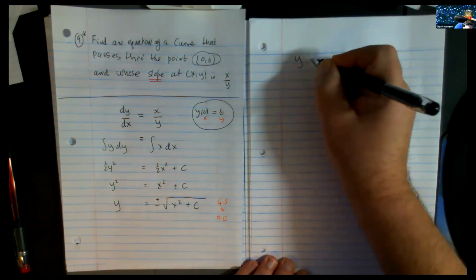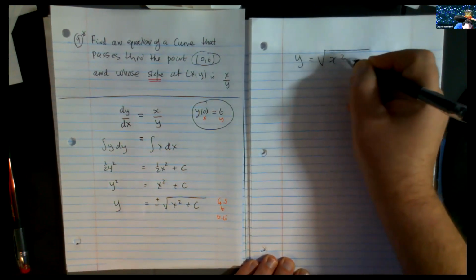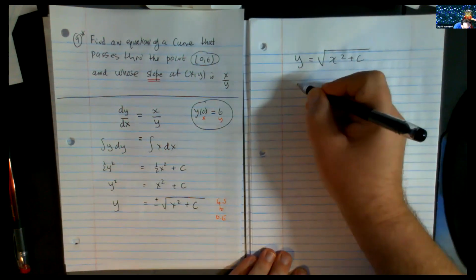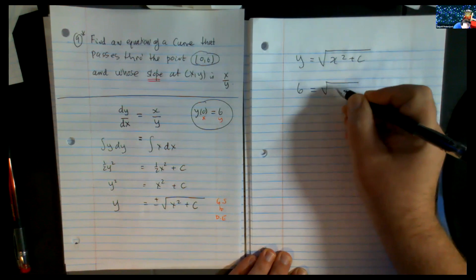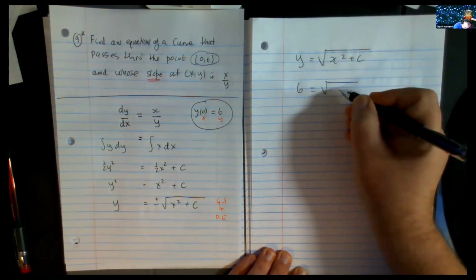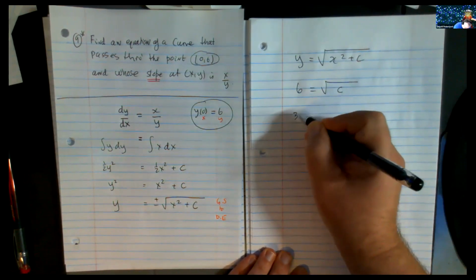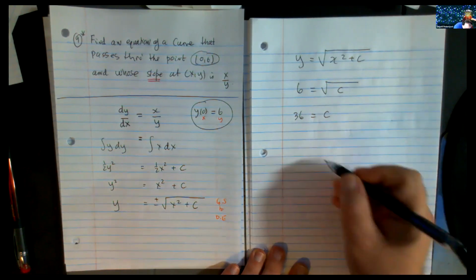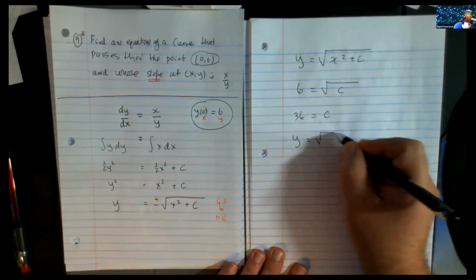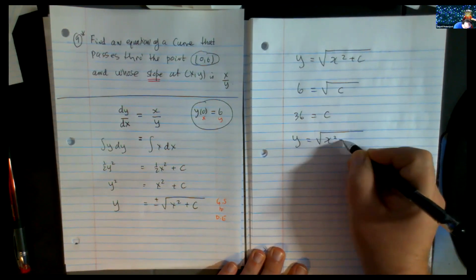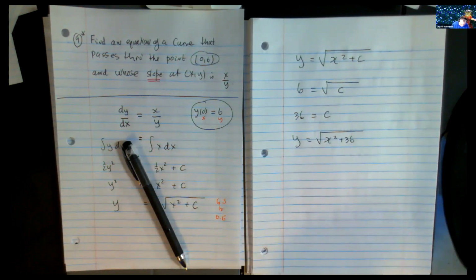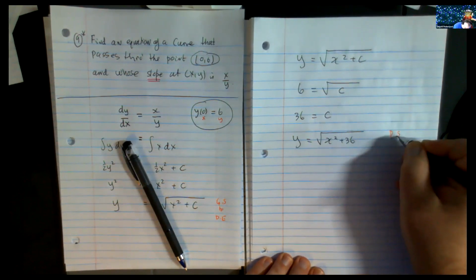So it's going to be y equals that guy. And we're going to plug x is 0 and y is 6. So 6 goes here. And 0 squared plus c gets you c. And then you just basically got 36. Great. And you put that package together. And we have solved the particular solution.